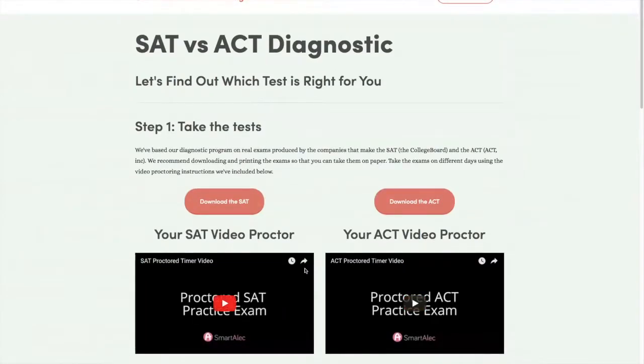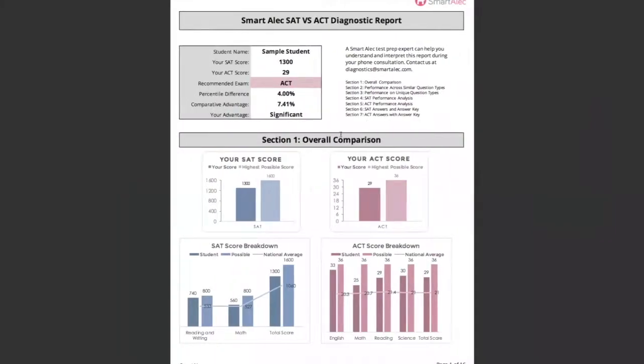These just take you through the timing of both exams, and I think that's a great way to get anyone started. So when they do that, hopefully you've convinced them of the importance of this, or we have, and they've taken both the SAT and ACT, as hopefully you have, as part of the requirements of this series of seminars. And you'll get a report like this.